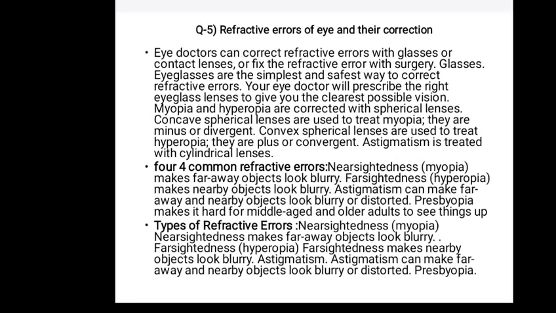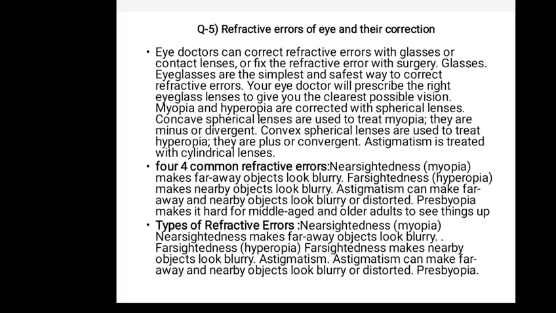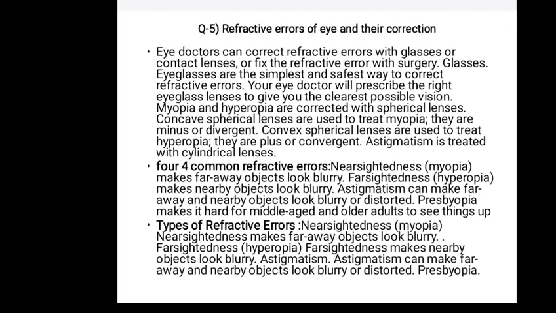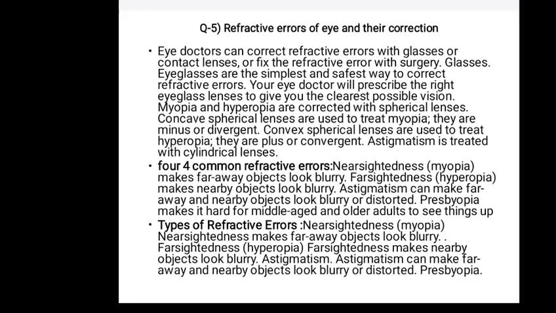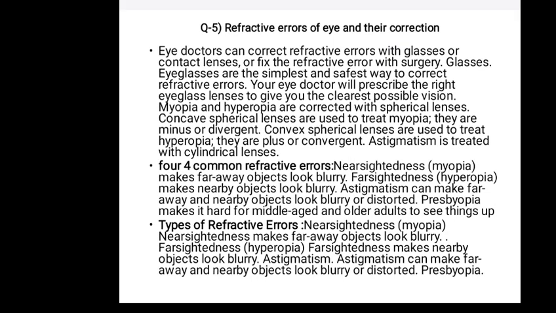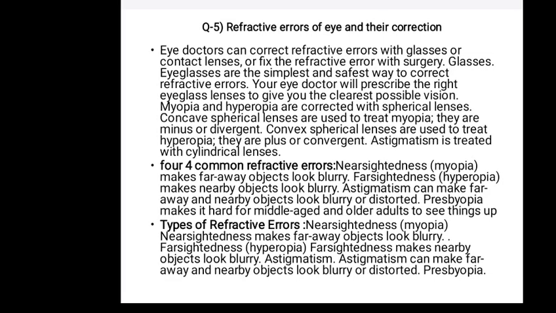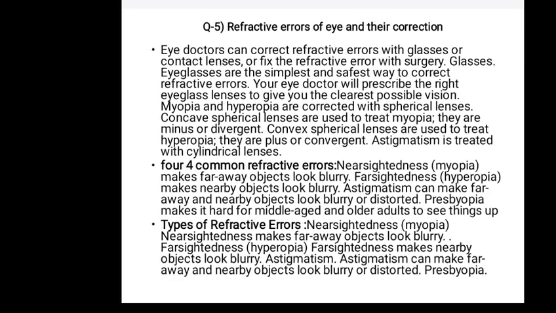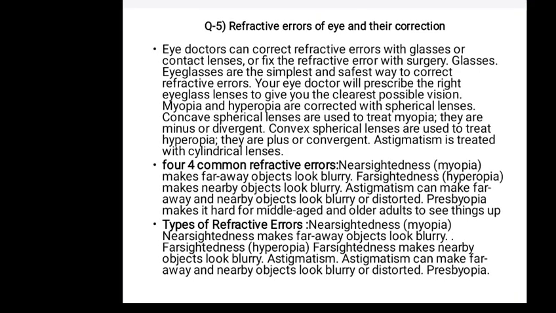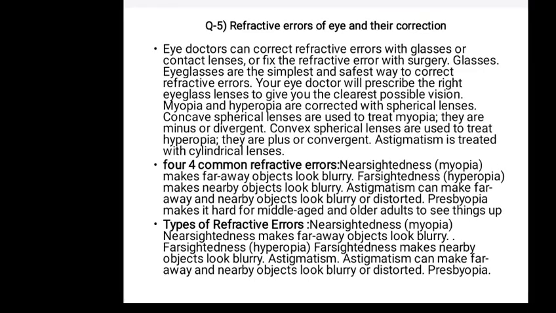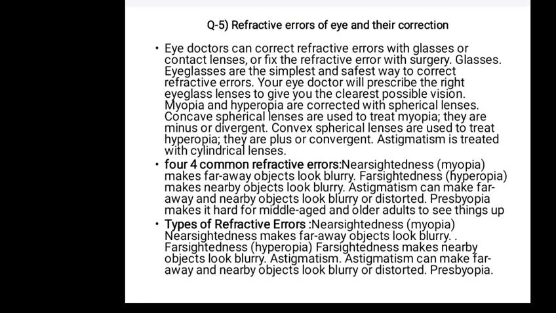Four common refractive errors. Myopia makes faraway objects look blurry. Hyperopia makes nearby objects look blurry. Astigmatism can make faraway and nearby objects look blurry or distorted. Presbyopia makes it hard for middle-aged and older adults to see things up close.